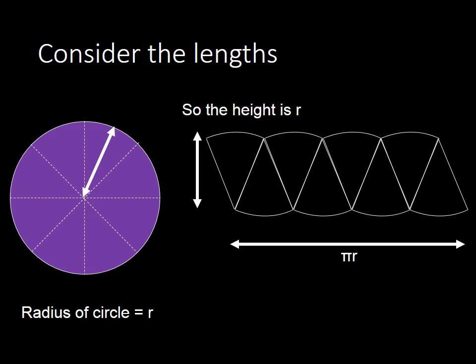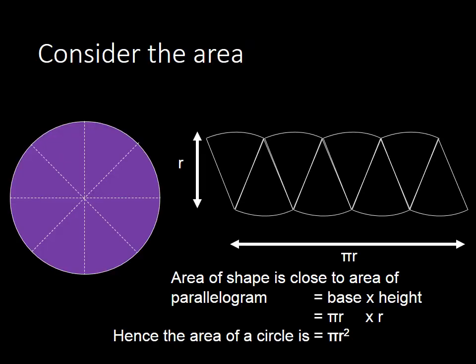Consider the lengths. Pi r is the length of one side. Height is r. So the area equals pi r into r. Area of the shape is close to the area of a parallelogram. So it is equal to base into height. Base is pi r, height is r. Hence the area of a circle is pi r squared.